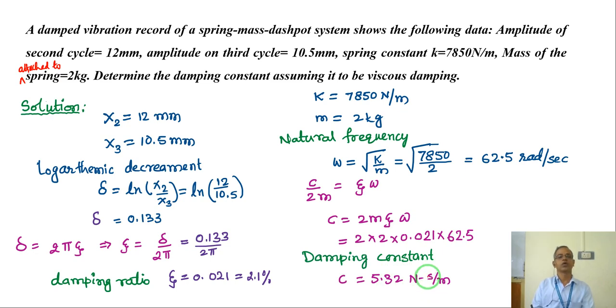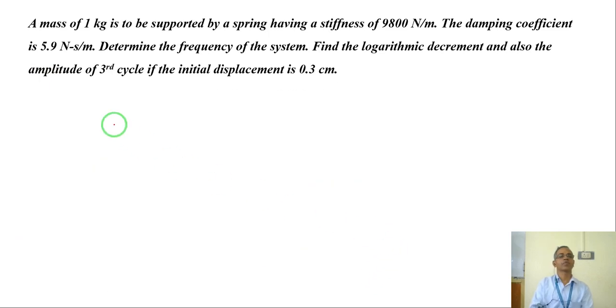So this is how we will solve the problem of logarithmic decrement and damping constant. So look at the next problem. A mass of 1 kg is to be supported by a spring having a stiffness of 9800 Newton per meter. The damping coefficient is 5.9 Newton second per meter. Determine the frequency of the system.